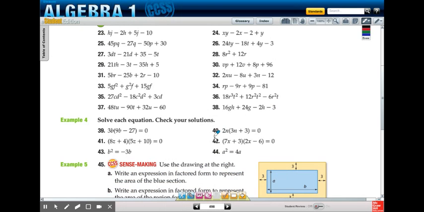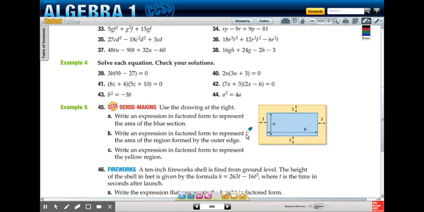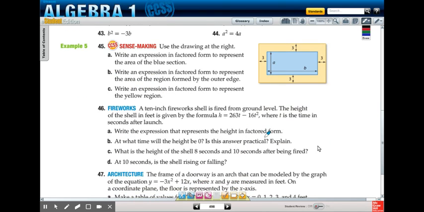Down here, like we said, number 40, you would set 2n equal to 0. I'm pretty sure that means n is 0. And then 3n plus 3 equals 0. I'm pretty sure that 3n would equal negative 3, and then n would equal negative 1. So there you go.